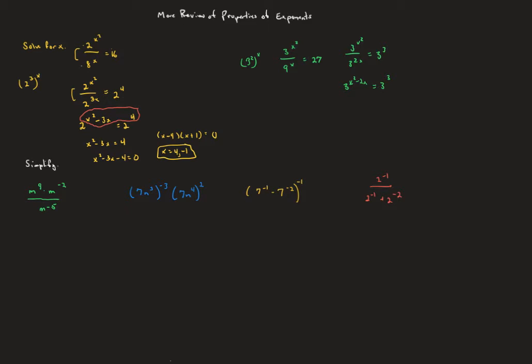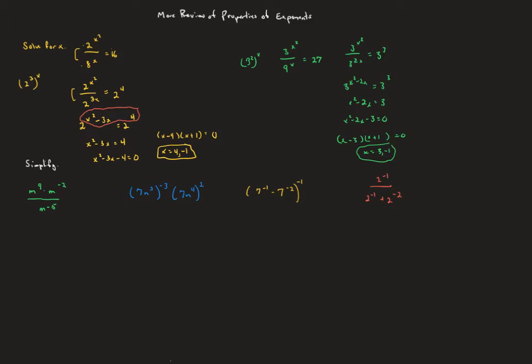If two powers of the same base are equal to each other, that means their exponents must equal each other. To solve a quadratic, we'll make it equal to 0. We'll do our factoring and get that x can be both 3 and negative 1.